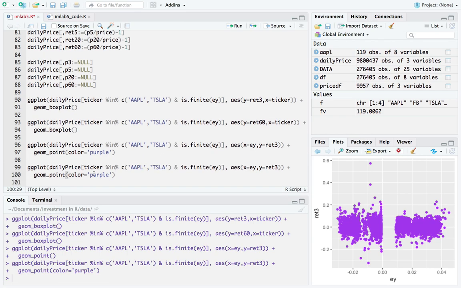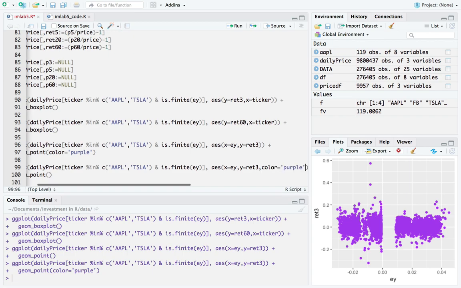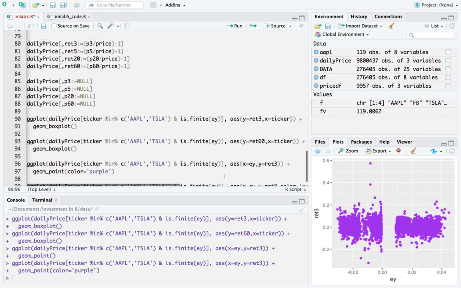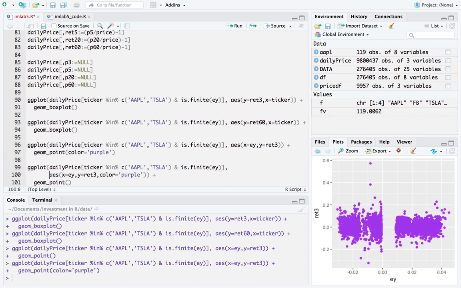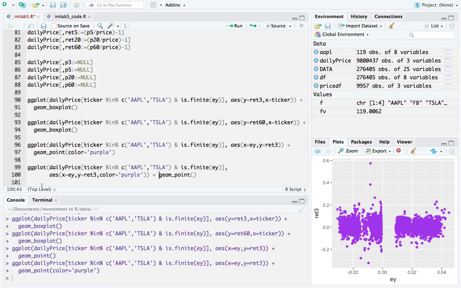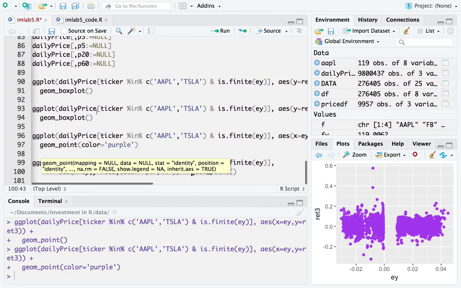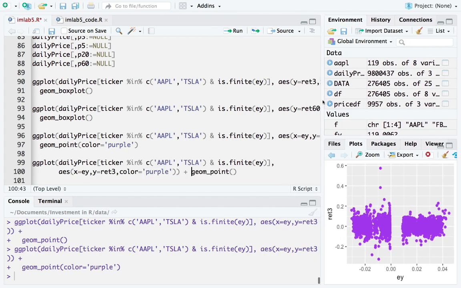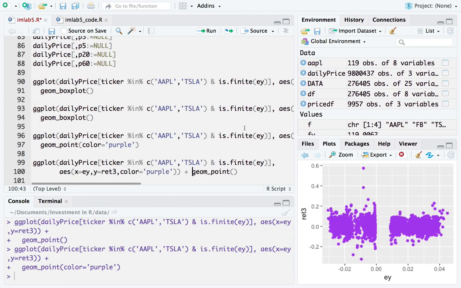We're going to take this color property that's here, move it from geom point, and I'm going to move that into aesthetics. Why am I going to move it into aesthetics? Let me move this back up so you can see this a little bit clearer, and let me zoom in a bit. Okay, perfect. So why did I switch the color property from geom point to aesthetics?